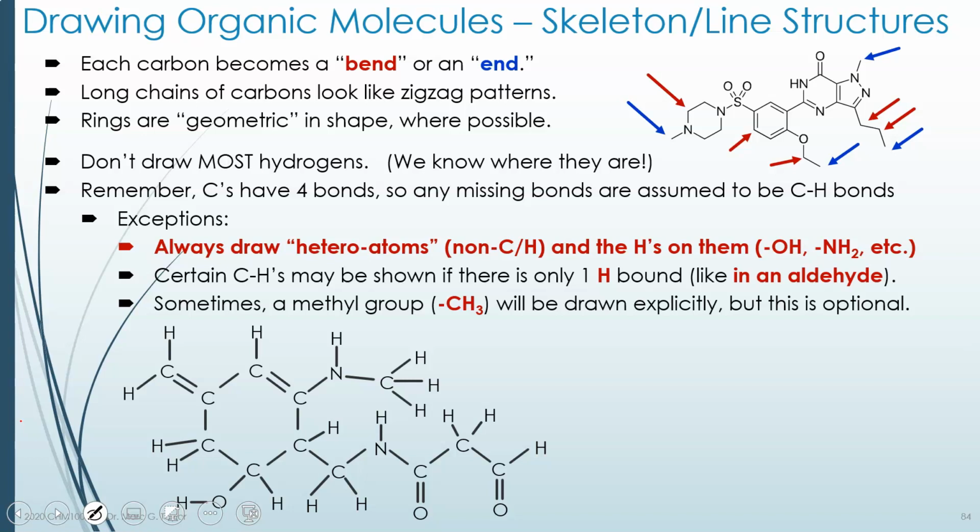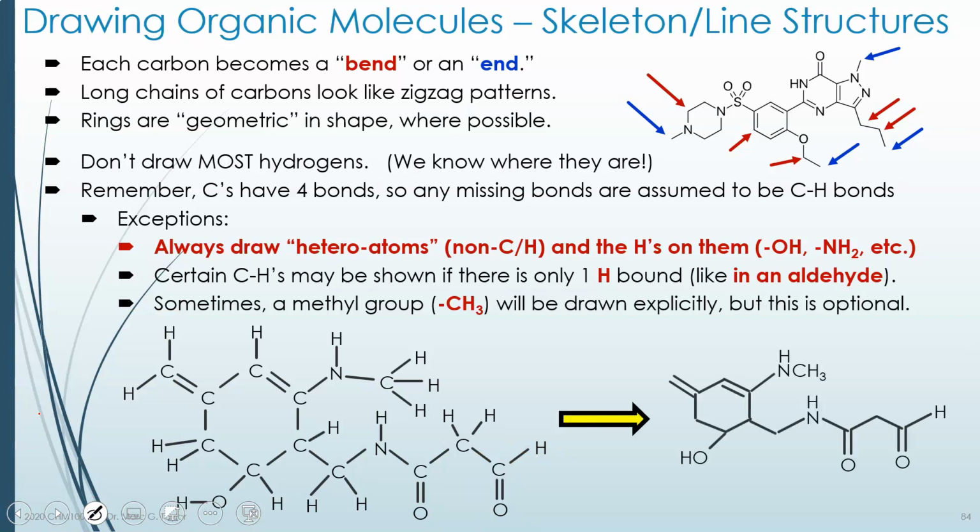We eliminate most of the carbons. We eliminate almost all the hydrogens except the ones that are attached to heteroatoms. And maybe we'll keep the hydrogen that's attached to an aldehyde. This is an aldehyde group right here. It's a carbon with a double bond oxygen, and we'll learn about that in a later module. But you'll see there's only a single hydrogen on this carbon, so we'll typically draw that hydrogen in that case. But again, it's not absolutely necessary.